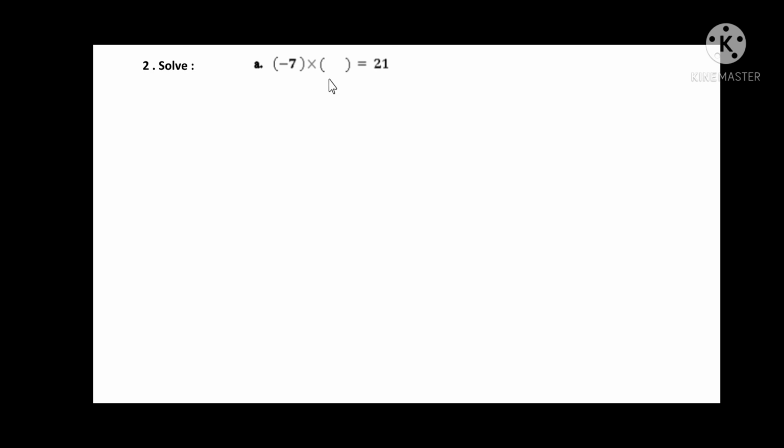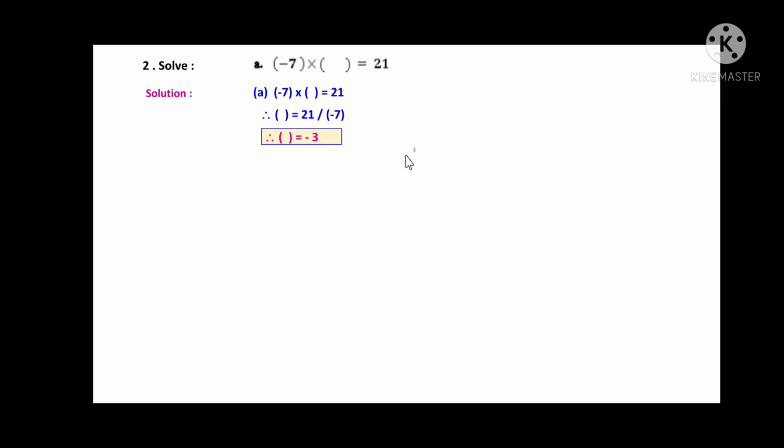Solve: minus 7 into bracket is equal to 21. In the bracket, what should be there? Meaning minus 7 is multiplied by which number so that you get 21. First we will attempt this one. We write minus 7 into bracket is equal to 21. This minus 7 goes to the other side, it will be divided. 21 is in the 7 table, 7 threes are 21, so the answer is minus 3, since the minus sign is in the denominator.